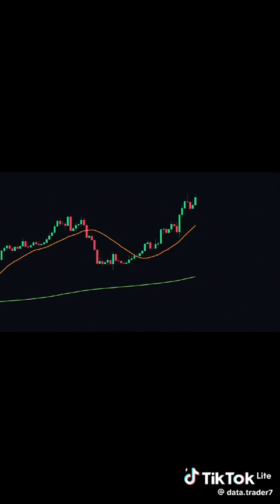Let's look at another example. Here, we have both the 200-period and the 20-period moving averages applied on the chart. As you can see here, price is above both of them. This tells us that both the long-term and short-term trends are up. So you can apply different moving average lengths depending on which trend you want to identify.